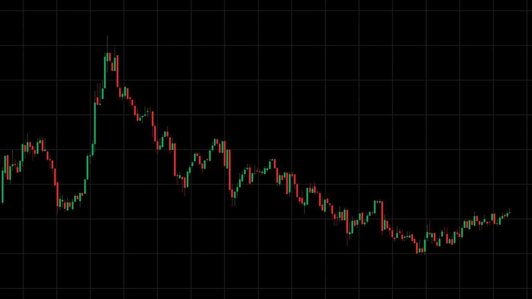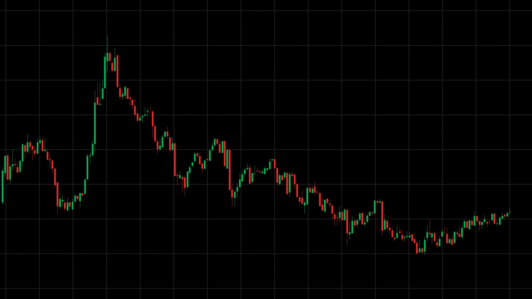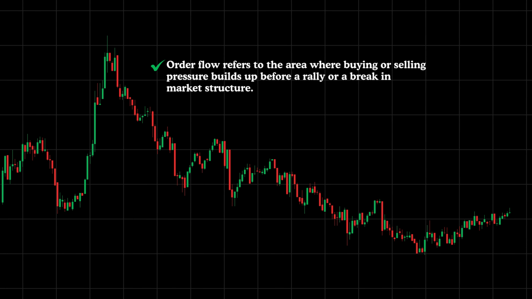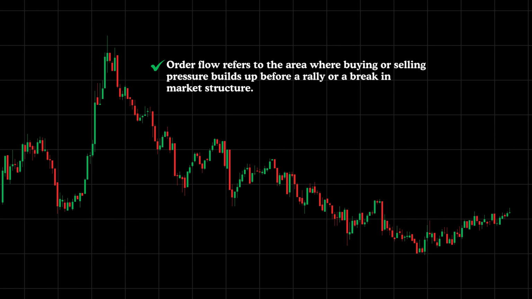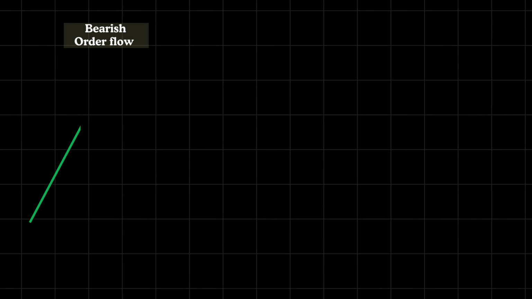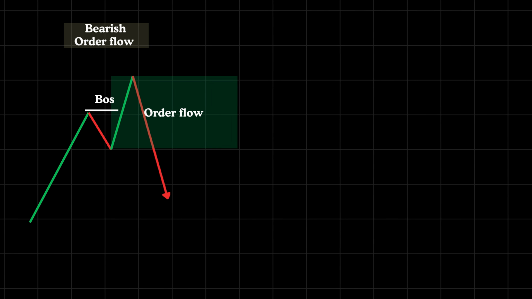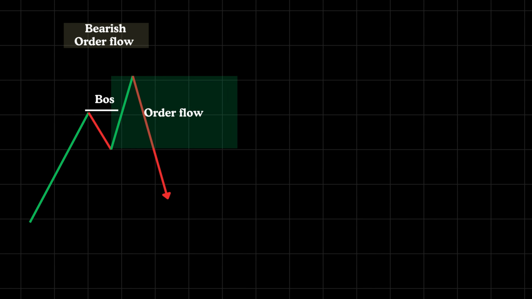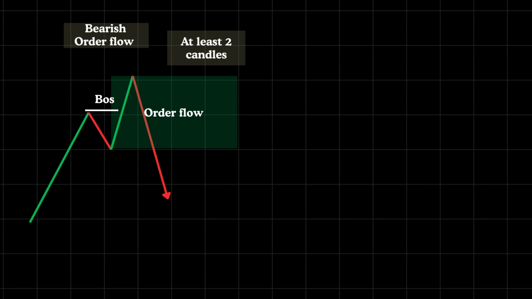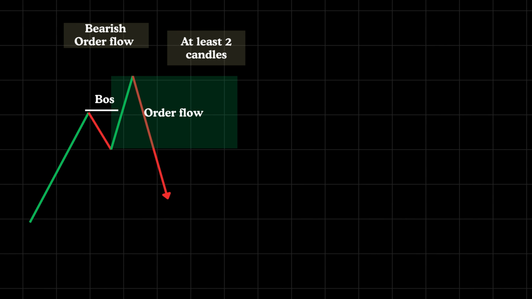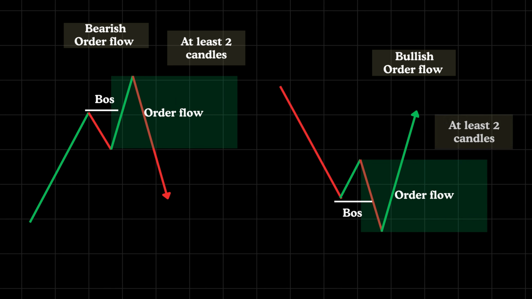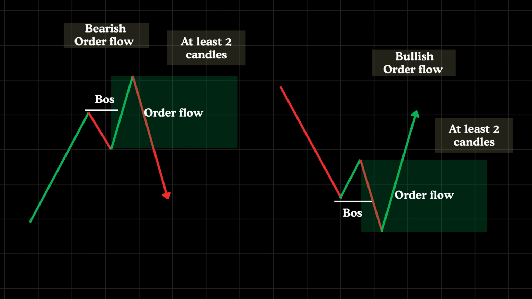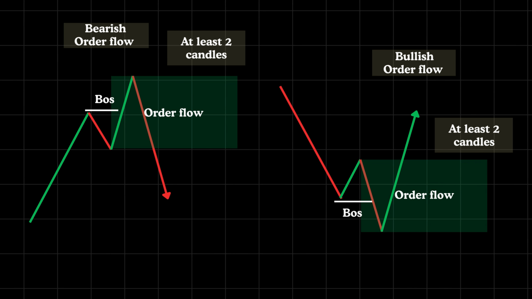Now, let's see how we can identify order flows in the market. Order flow refers to the area where buying or selling pressure builds up before a rally or a break in market structure. The bearish order flow refers to a zone on the chart containing bullish candles, usually 2 or more, formed before a sudden and strong bearish move to the downside. On the other hand, the bullish order flow is the zone that includes bearish candles created just before a sharp or strong bullish push to the upside.